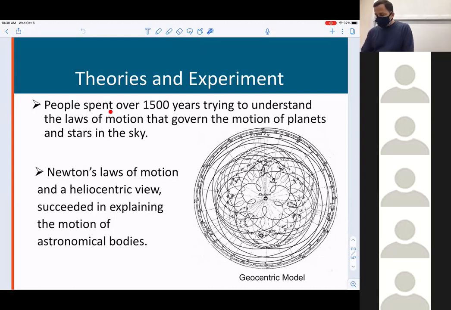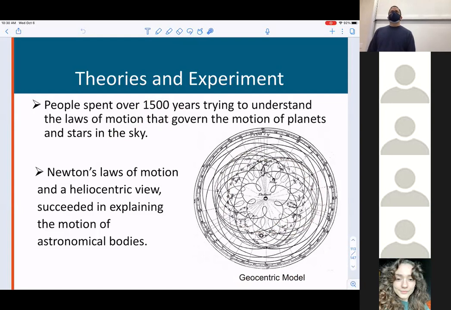And so for over 1,500 years, people tried to understand the laws of motion that govern the motion of planets and stars in the sky. And even though they had the physics understanding of it wrong, what they did was really remarkable. What you're seeing here in this complicated picture is the geocentric model of the universe that they had, that we were at the center. And this is what we observed from our point of view. Everything was moving around us.